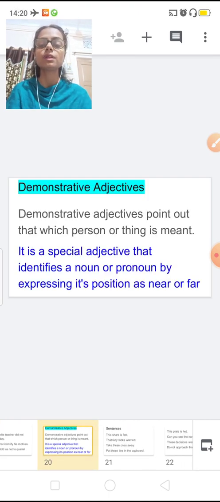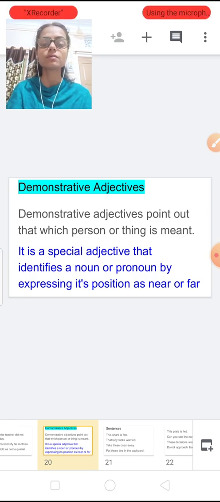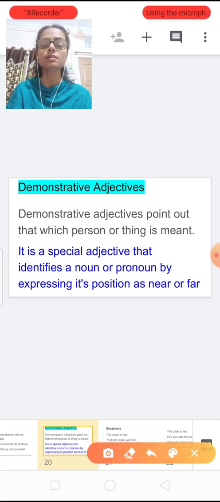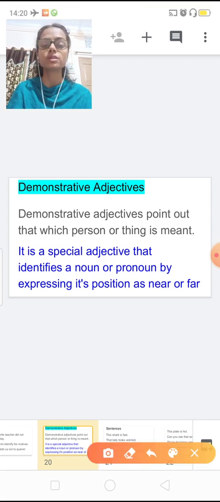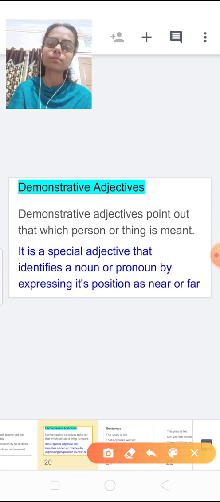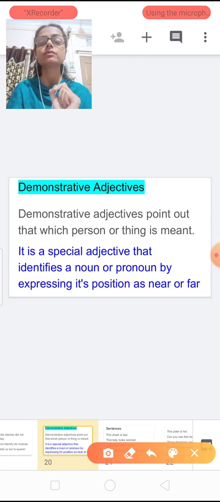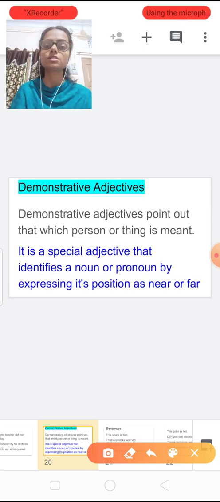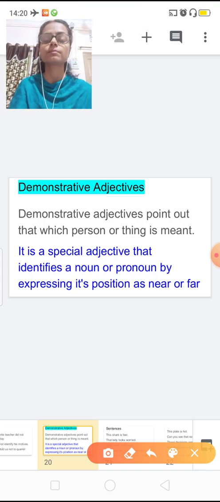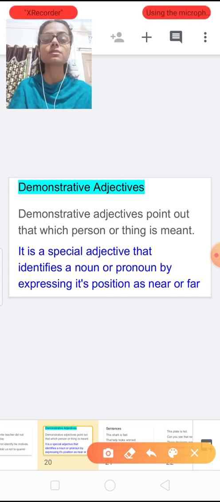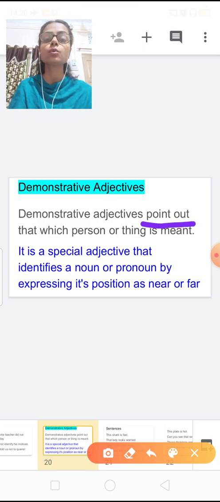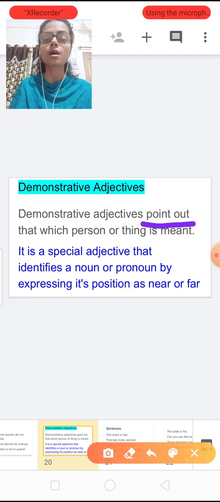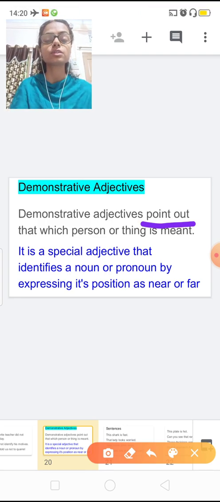Now, one more kind or type of adjective, demonstrative adjectives. What is the other kind? The last kind, demonstrative adjective. Now everybody knows the meaning of the particular word. What does demonstrative mean? Point out. So demonstrative adjectives point out which person or thing is meant.